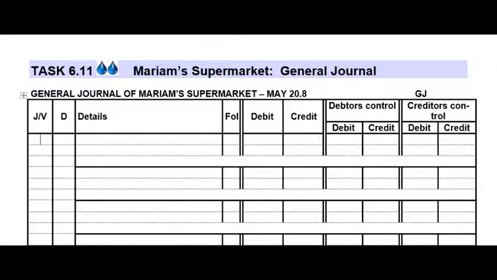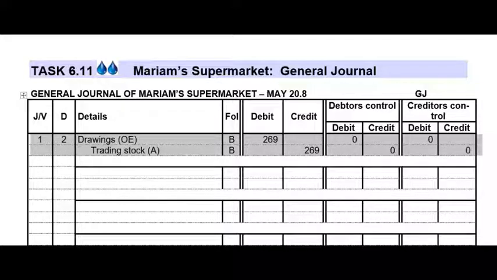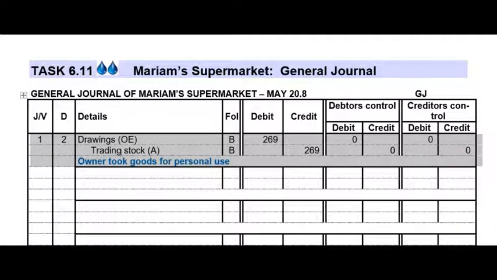If you record this in the general journal, we will go and debit drawings because the owner took something for herself, which is an owner's equity account in the balance sheet section, and we will credit trading stock because we have less stock left to sell. Neither one of them affects debtors or creditors control. You don't have to make these zeros. I just do it so that my general journal looks complete. And then my journal narration is owner took goods for personal use.